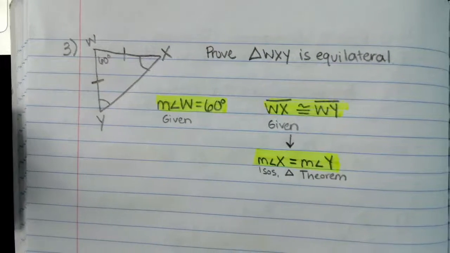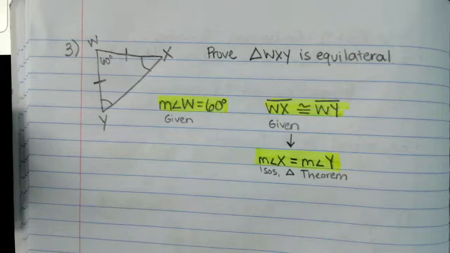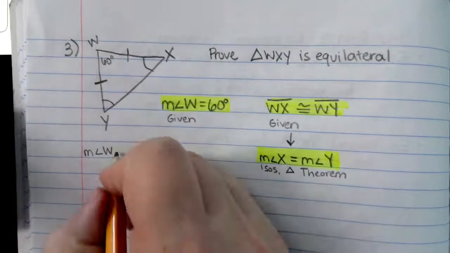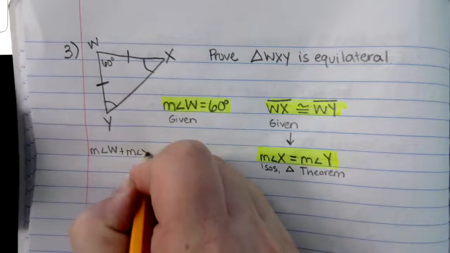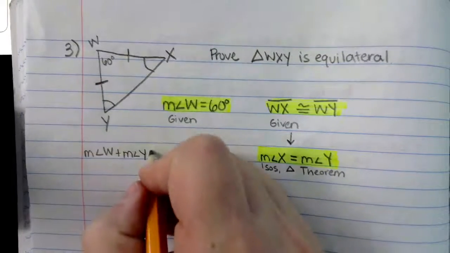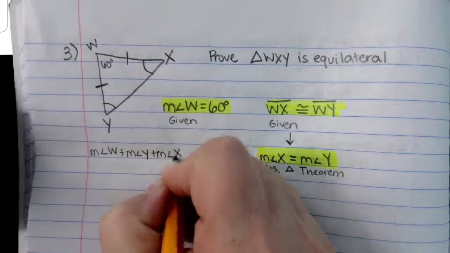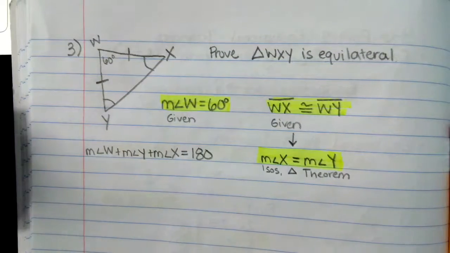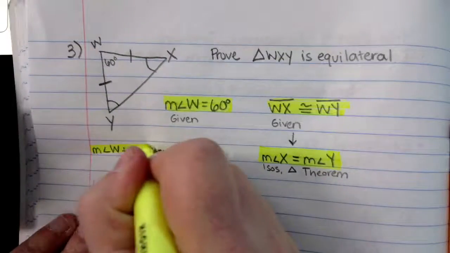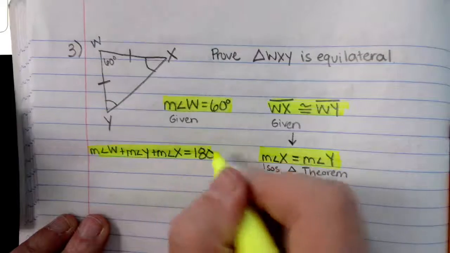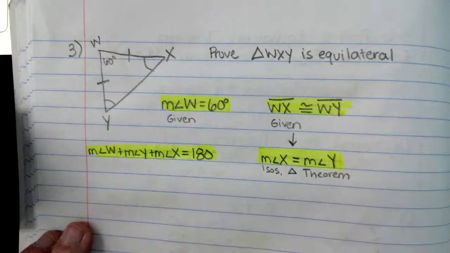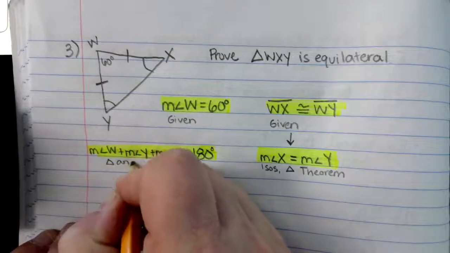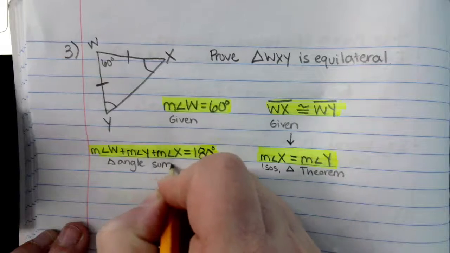What do we know about all the angles in a triangle? So if I do the measure of angle W plus the measure of angle Y plus the measure of angle X, what is that all going to equal? 180. That didn't come from anything else. That's just a theorem we know. We're adding the angles in a triangle. So what is that theorem called? The triangle angle sum. You got it, because sum is another word for add.